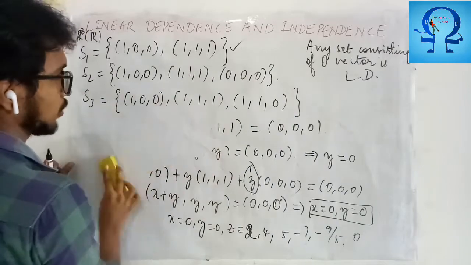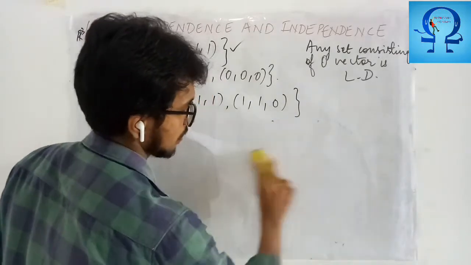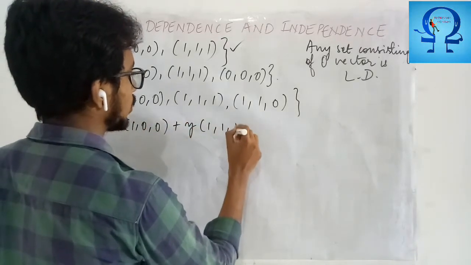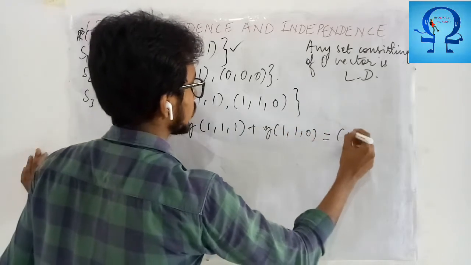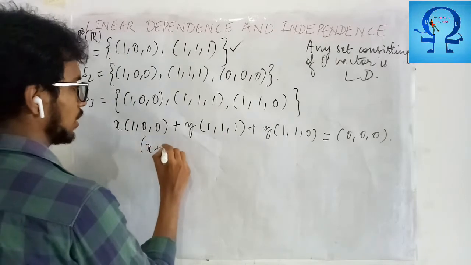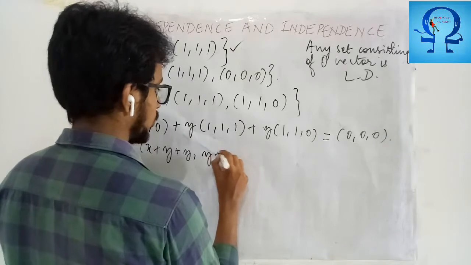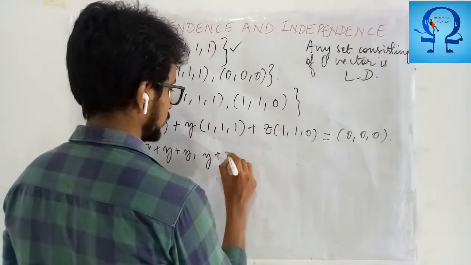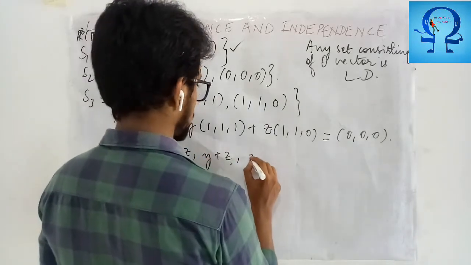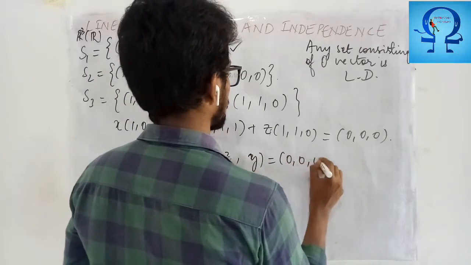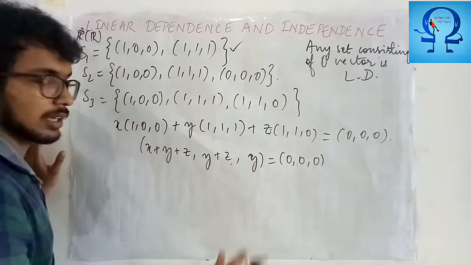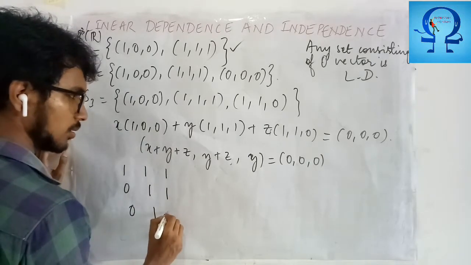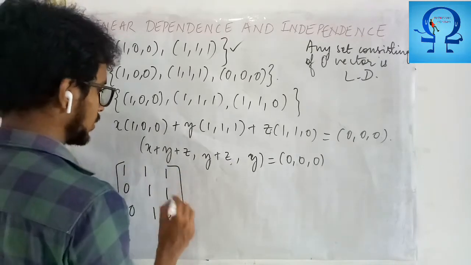Right? Okay. Now let me come to the third one. Here x times 1, 0, 0 plus y times 1, 1, 1 plus z times 1, 1, 0, which is to be equated to 0, 0, 0. When we do the addition, I have this and then y plus z. Just a minute. Let me write z in this form so you don't get confused with the notations. x plus y plus z, and you have y, right? So 0, 0, 0. When I try to write that in a matrix form, let me explain this with the help of a matrix. So it is going to be 1 1 1, 0 1 1 and 0 1 0. Right? This is the matrix that I have.